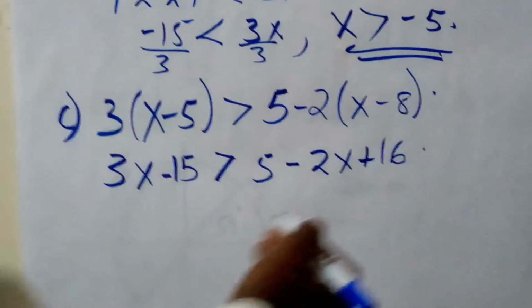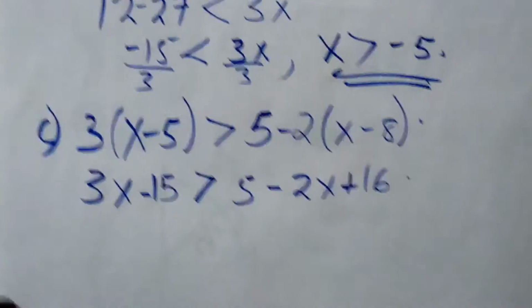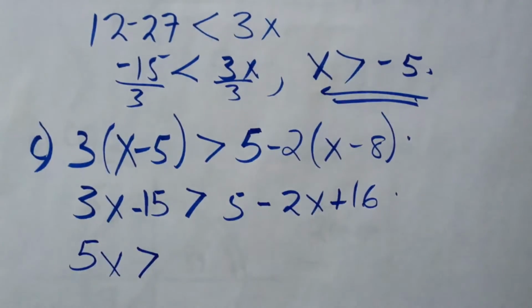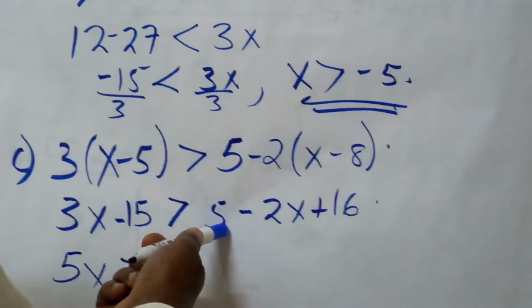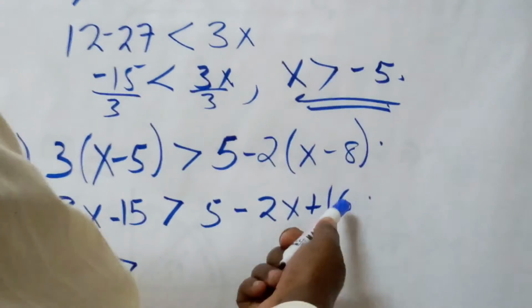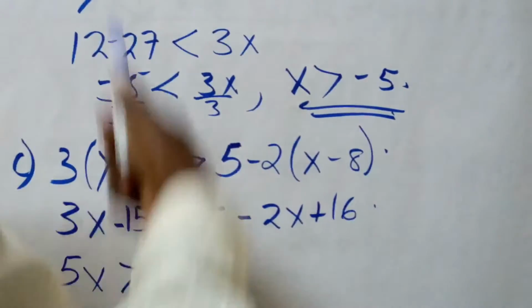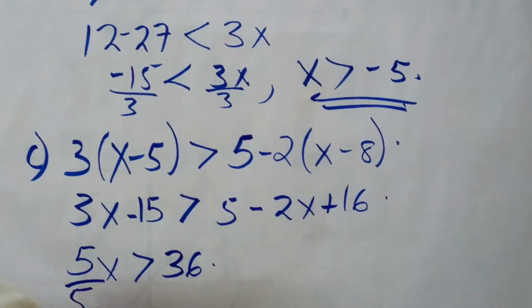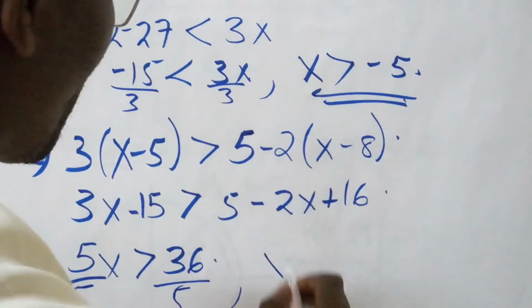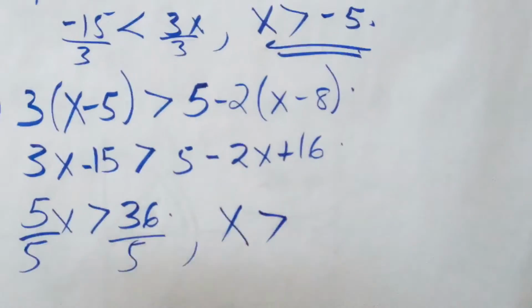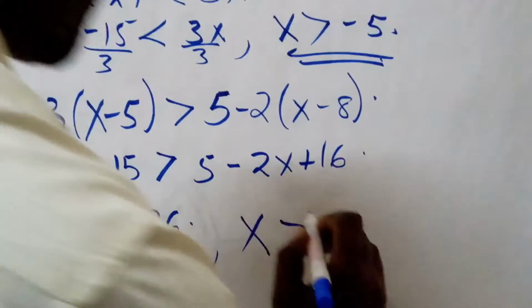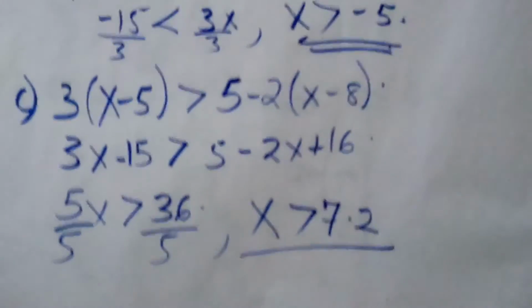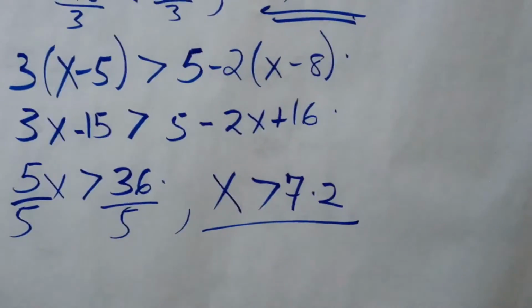Collecting the like terms, of course, the negative 2x comes across. We have 3x plus 2x, we have 5x greater than, now we have 5 plus 16, that is 21, plus 15, which is 36. Divide by 5 and divide by 5, and you realize that x is greater than 36 over 5. This is 7.2. x is going to be greater than 7.2.